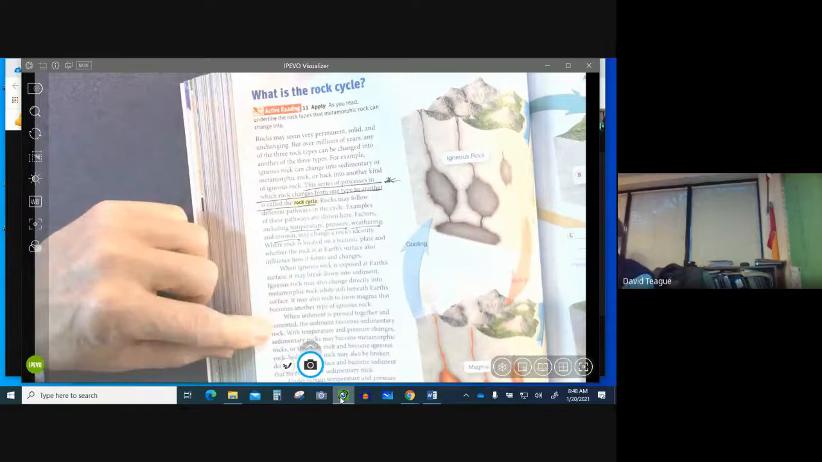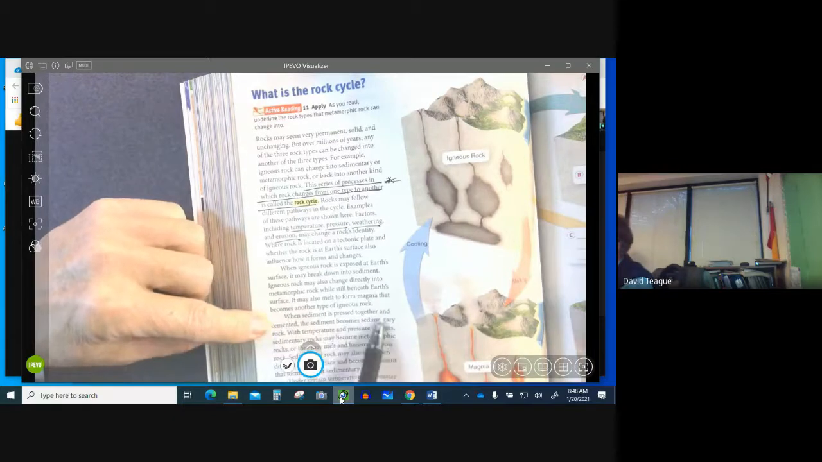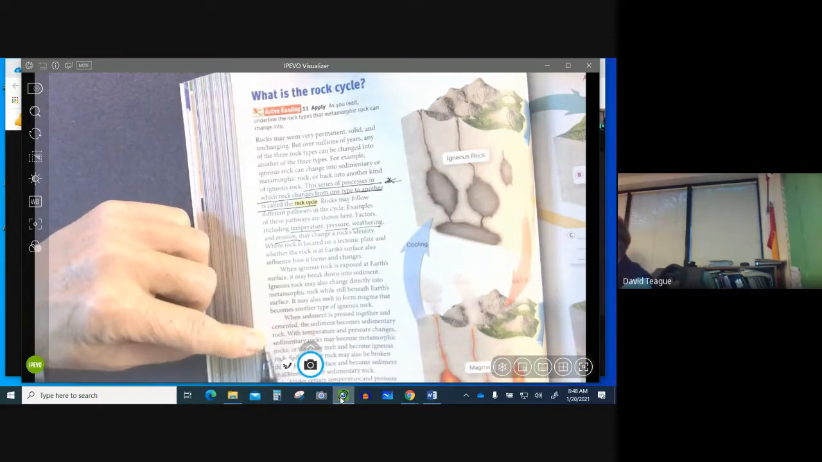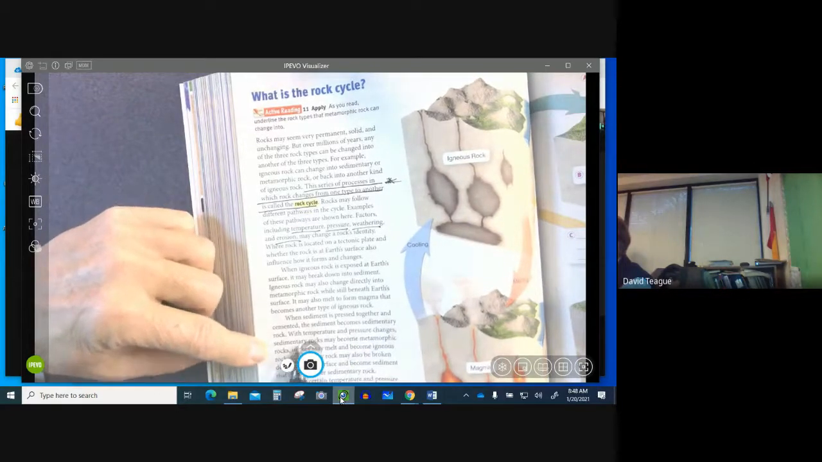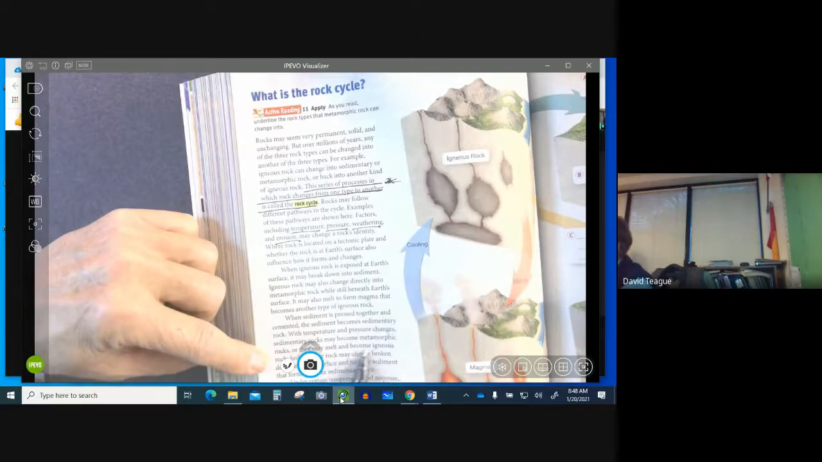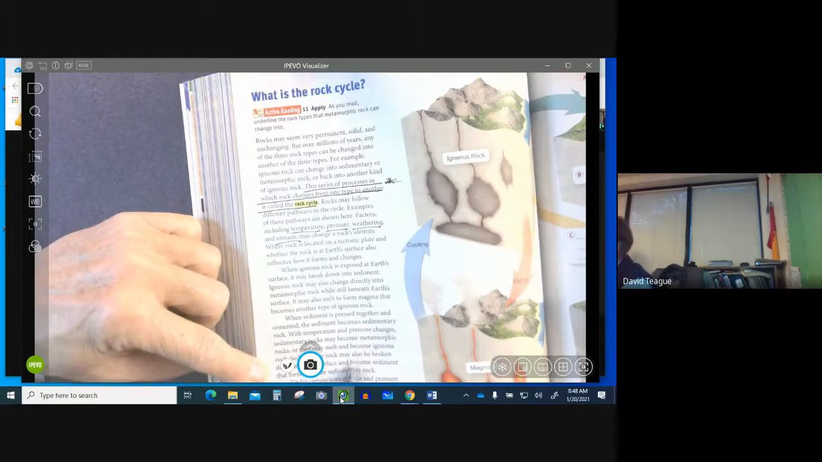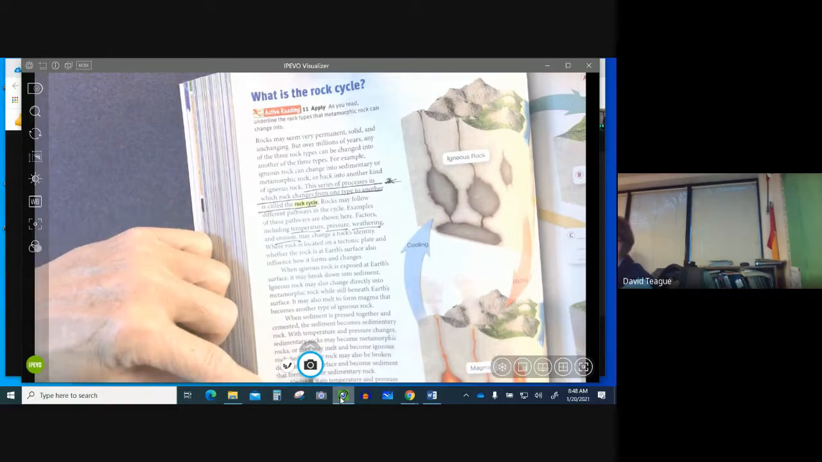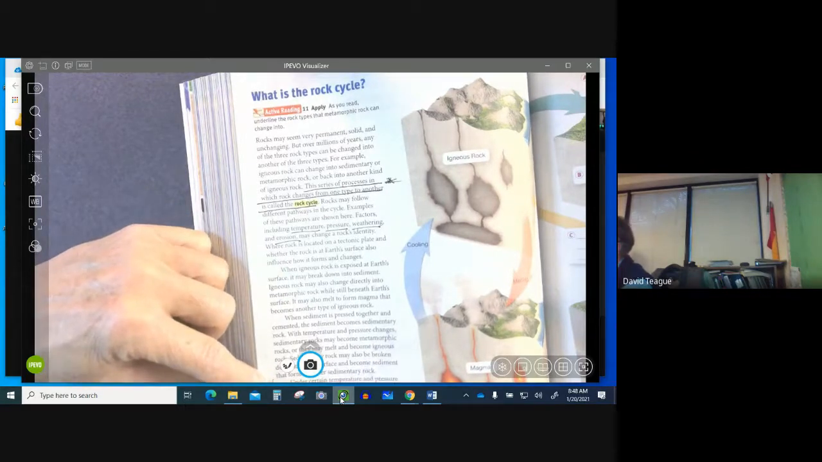When sediment is pressed together and cemented, the sediment becomes sedimentary rock with temperature and pressure changes. Sedimentary rocks may become metamorphic rocks, or they may melt and become igneous rocks. Sedimentary rock may also be broken down at Earth's surface and become sediment that forms another sedimentary rock.